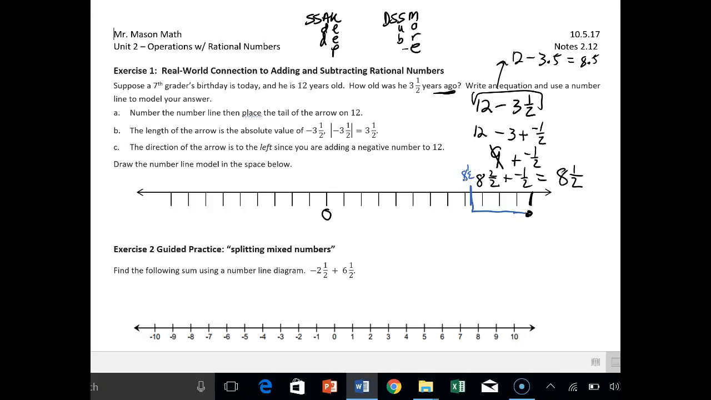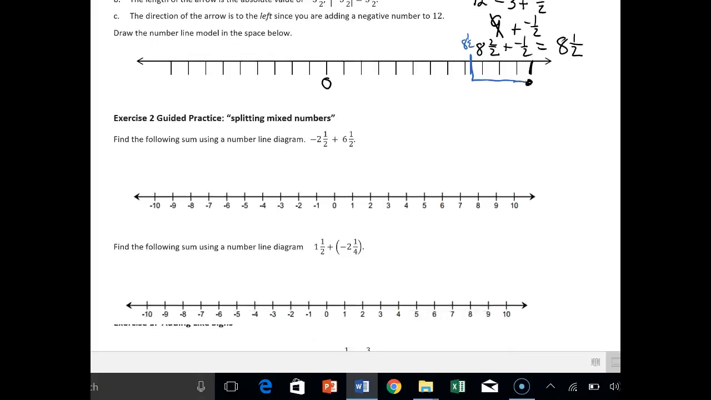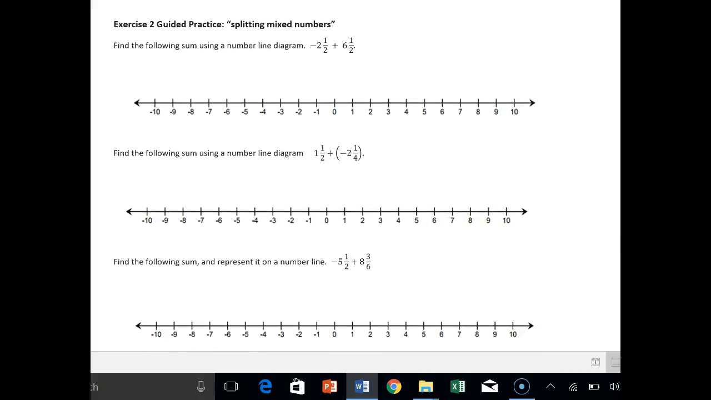So 3.5 years ago, this student was 8.5 years old, right? So let's go ahead and do some practice with these splitting mixed numbers. Right, so -2.5 plus 6.5. The good news, hey, we got common denominators, so we're good to go.